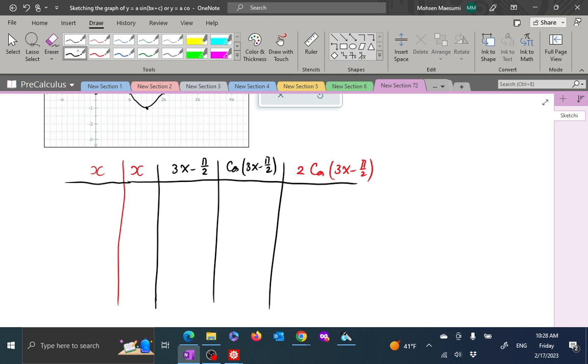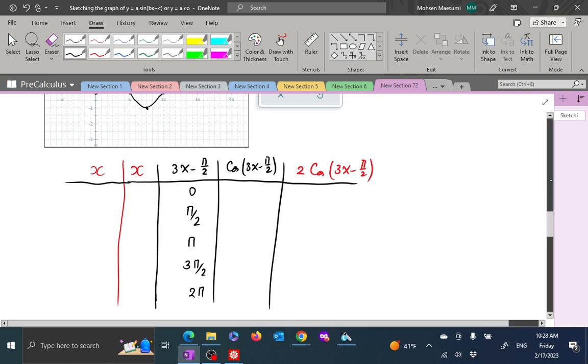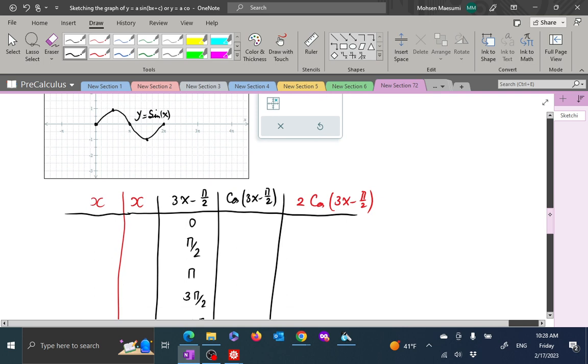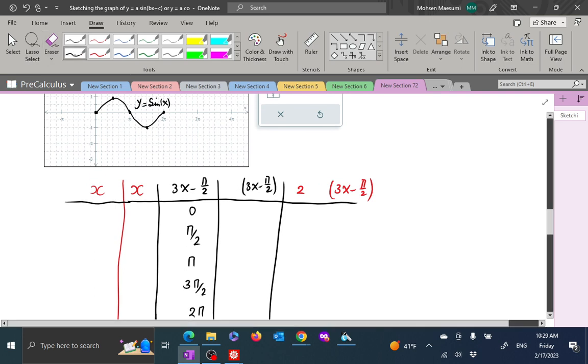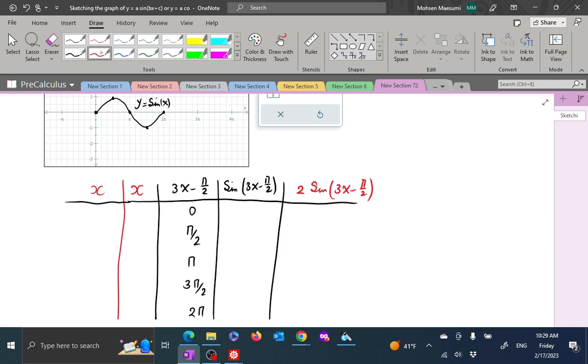Now, angles again: 0, pi over 2, pi, 3 pi over 2, and then 2 pi. Oh, I made a mistake here. It's not cosine, it's the sine. So sorry for that. So this is sine, and this is sine. Okay, so back, sine of these angles: 0, 1, 0, minus 1, 0. Double, well, that's the easiest part: 0, 2, 0, minus 2, and 0.